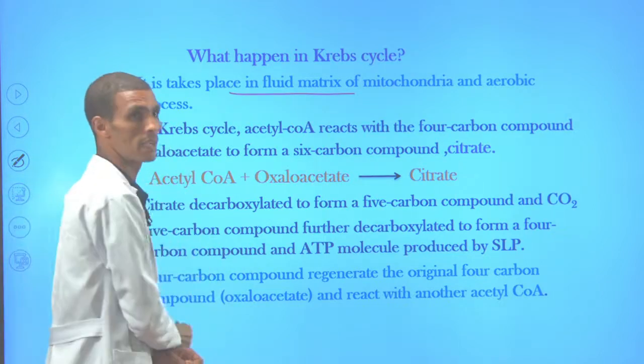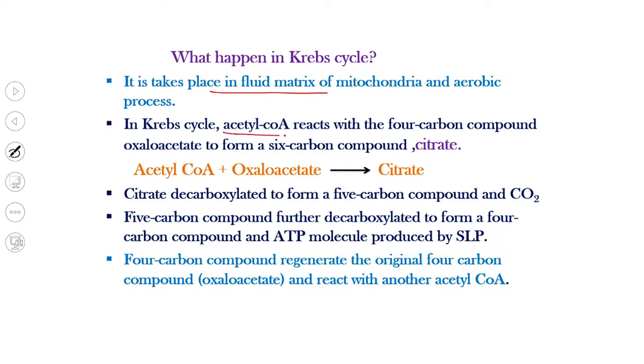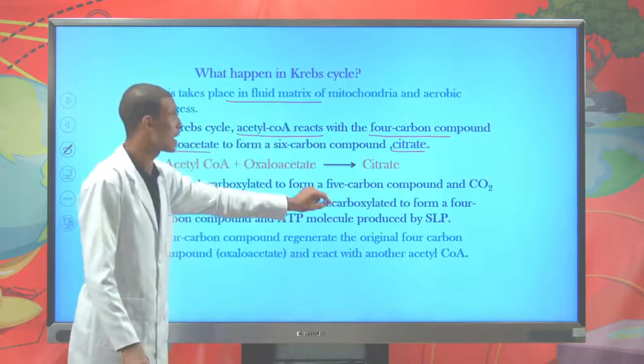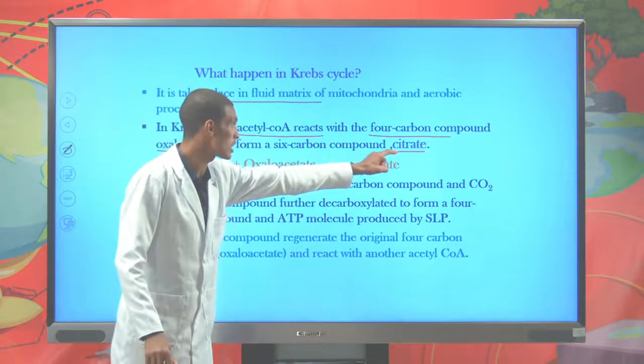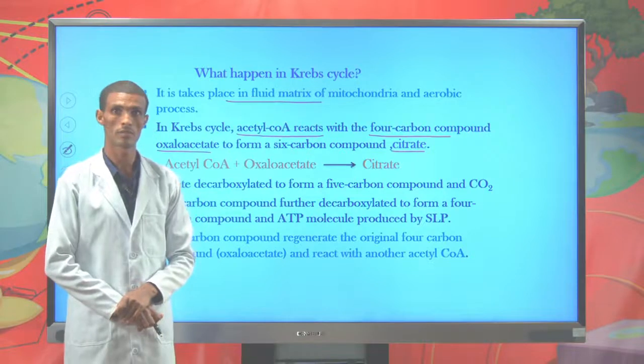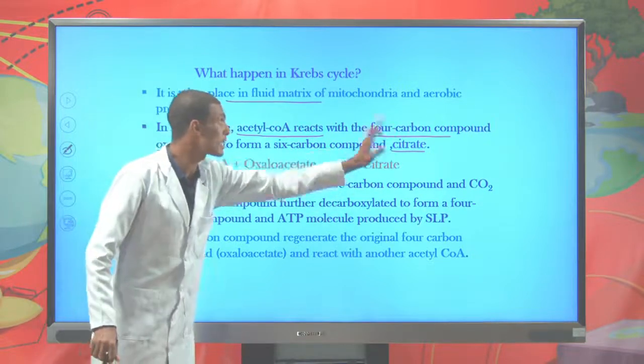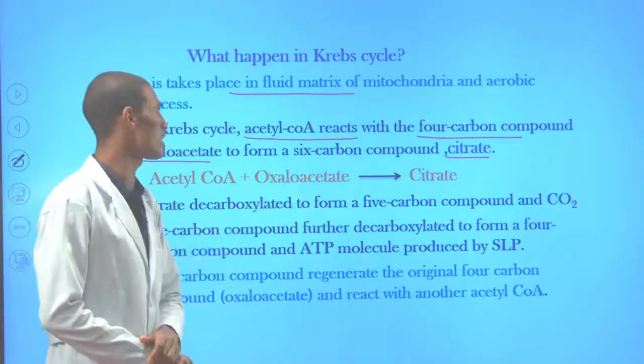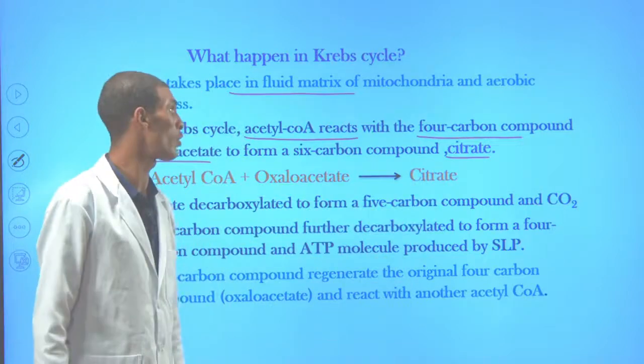Here in Krebs cycle, acetyl-CoA, which came from the link reaction as a linking between glycolysis and the Krebs cycle, reacts with the 4 carbon compound oxaloacetate to form a 6 carbon compound called citrate. Here there is a binding of acetyl-CoA with oxaloacetate to form the 6 carbon compound citrate. There is an enzyme that can catalyze the process.